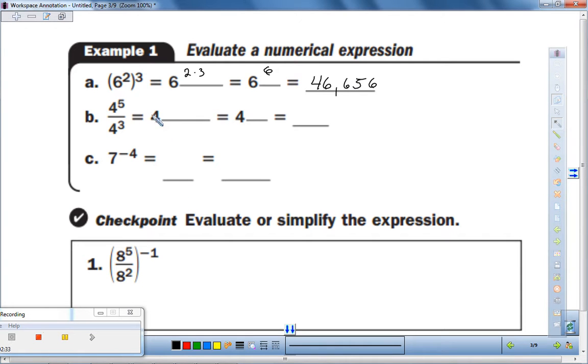Now here we're dividing, so it's the quotient of powers property. So we end up with 5 minus 3. Okay, so it'd be 4 squared. So that's going to be 16.